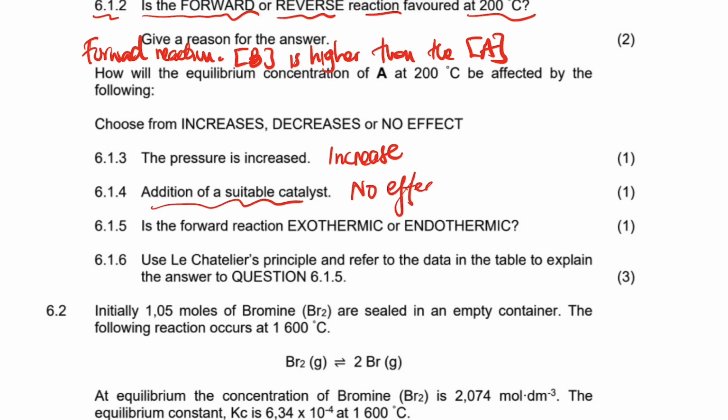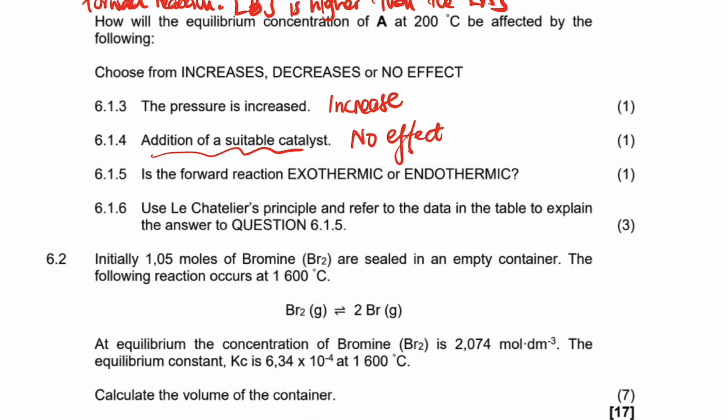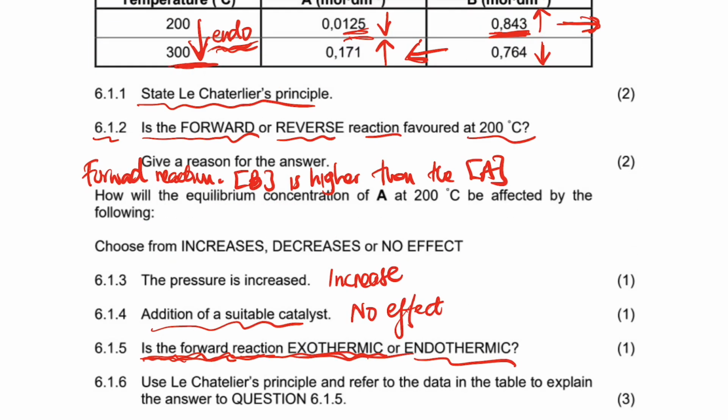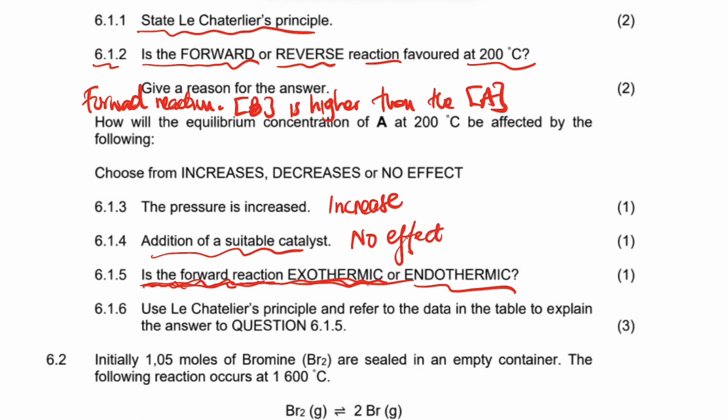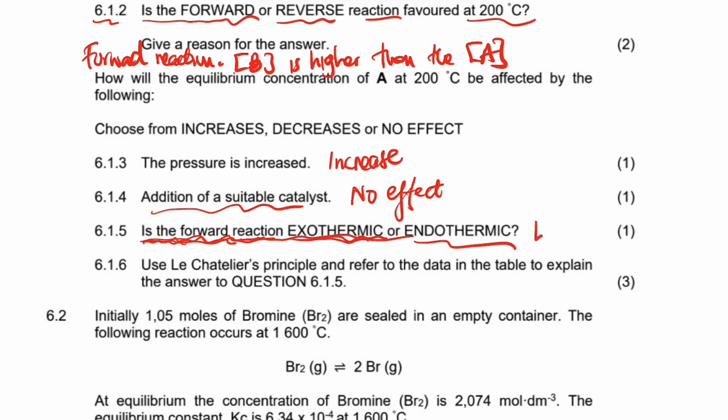Addition of catalyst, no effect. When we add catalyst, there's no effect at equilibrium because that's not one of the factors that affects the chemical equilibrium. Now it says, is the forward reaction exothermic or endothermic? As we can see here, the reverse is favored when we increase the temperature, which means the reverse is endothermic. Then the forward is going to be the exothermic. Right?